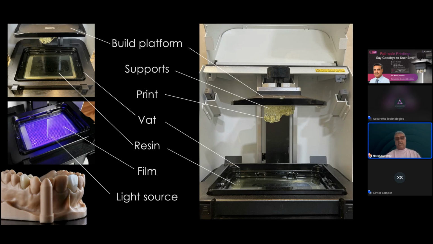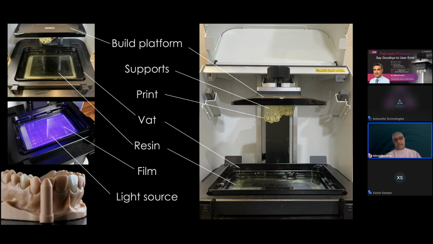Now, Ackuretta has multiple types of build platforms. Going back to the top again, what you see there is the large build platform, but we'll talk a little later about medium platforms and small platforms. And of course, we have supports with Ackuretta. All that is automatically generated in the AI Premium software that you saw a video of just before this presentation started.